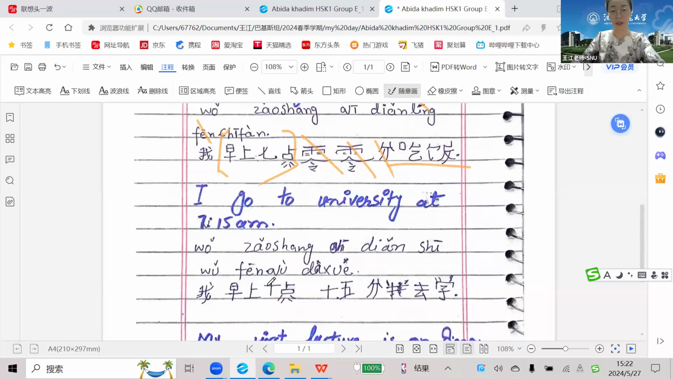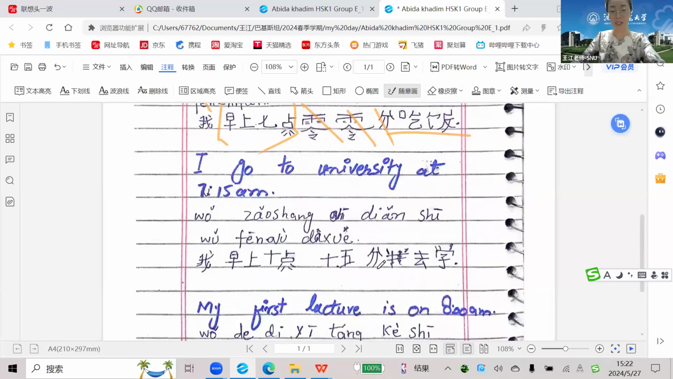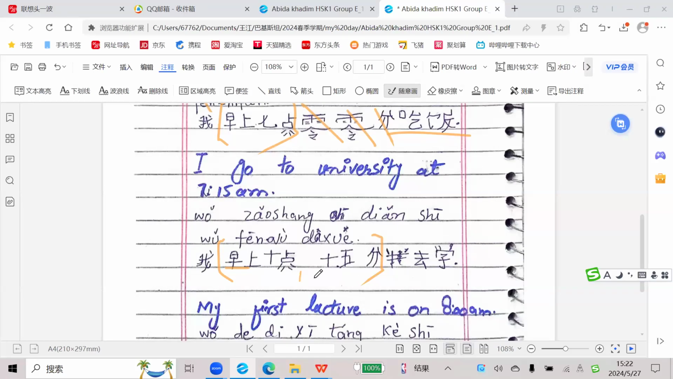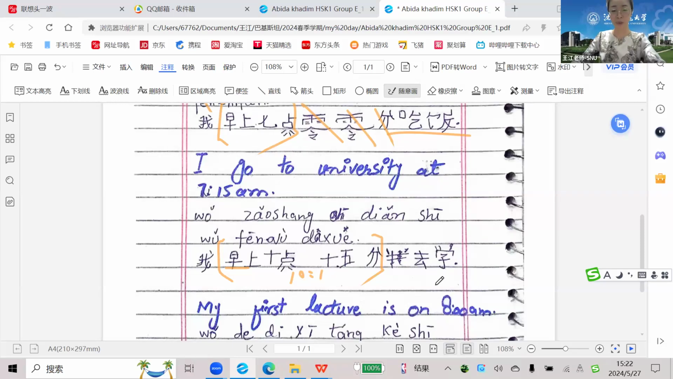Okay. 我早上10点15分去大学。早上10点15分。What's the time? Do you understand? 早上 morning, 10点15分, 10:15. 10 o'clock and 15 minutes. I go to the university at 10:15 in the morning.